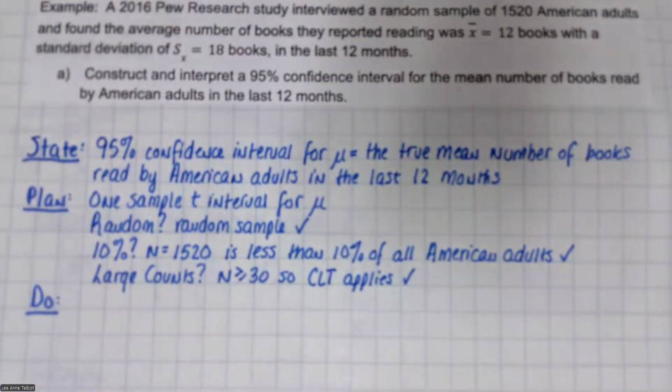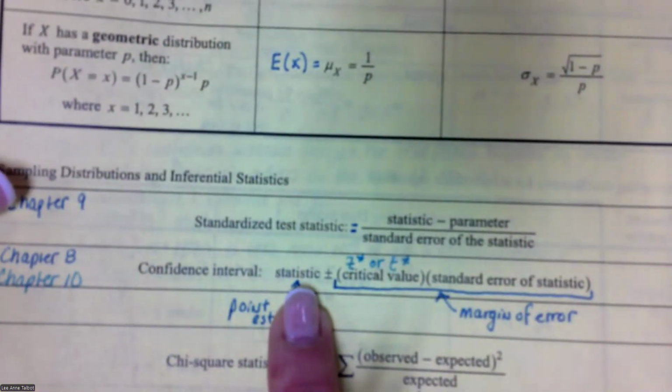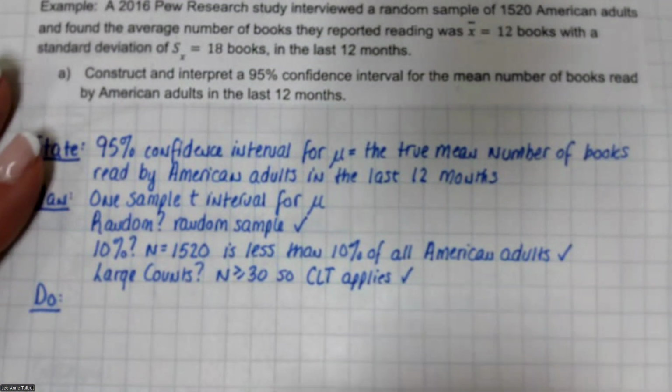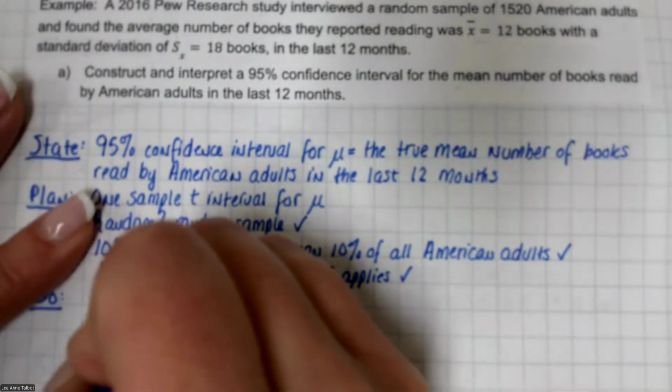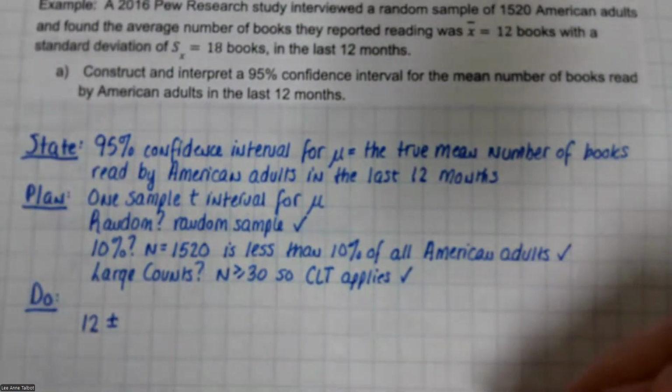Good. Okay. So this is probably the part where we need to go a little bit slower. So we want to start with the statistic. Statistic is we're working with means, so that's the sample mean. What's the sample mean in this problem? 12 plus or minus. Okay, and then we need to calculate T star.